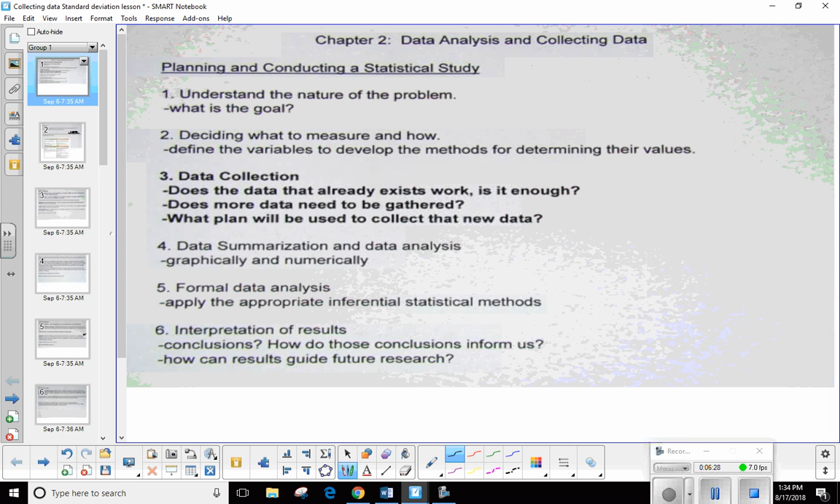Formal data analysis. Apply the appropriate inferential statistical methods. The interpretation of the results. That is a huge criteria on the IA. Your conclusions. How do those conclusions inform us? And even if the data doesn't seem to support your topic, I would encourage you to embrace that. I think that's going to make your paper better. Based on the data you collect, regardless of the source, whatever your topic is, from my point of view, it's really the mathematical processes and results you get out of that. Does that make sense? Okay. How can the results guide future research?